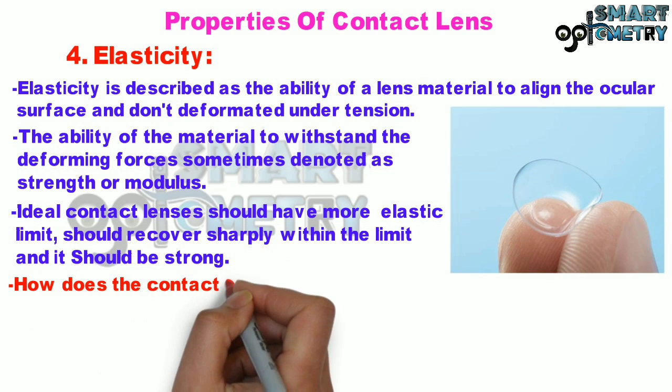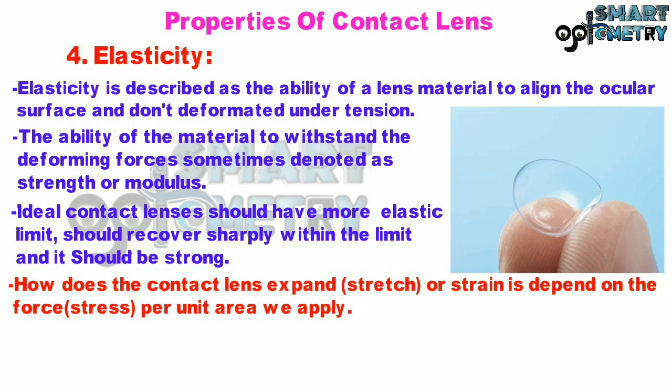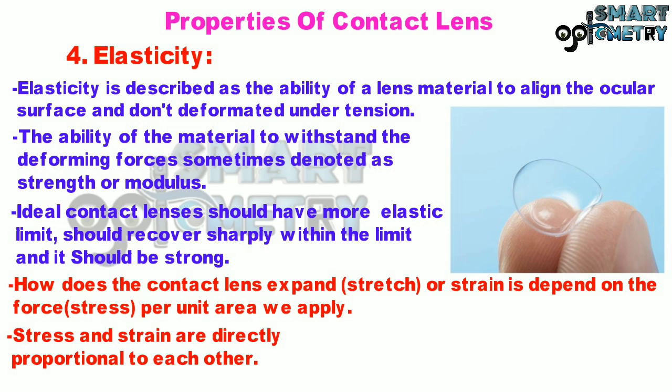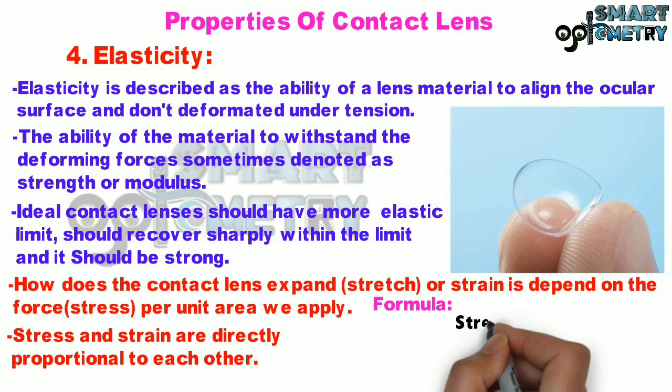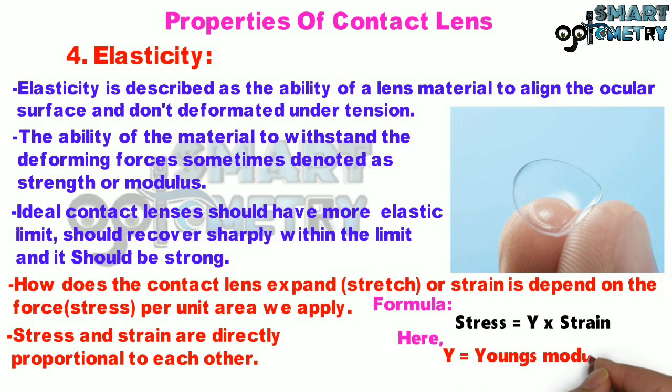How the contact lens expands or strains depends on the force, or stress per unit area, we apply. Stress and strain are directly proportional to each other. The formula is stress equals Y multiplied by strain. Here Y is equal to Young's modulus, which is a constant.